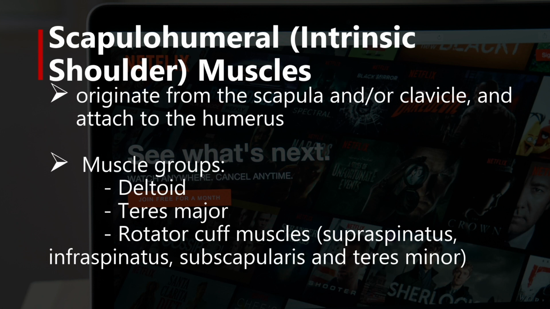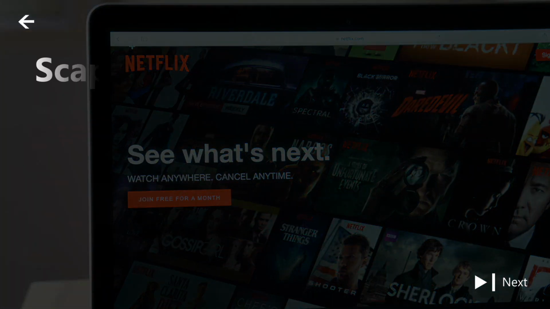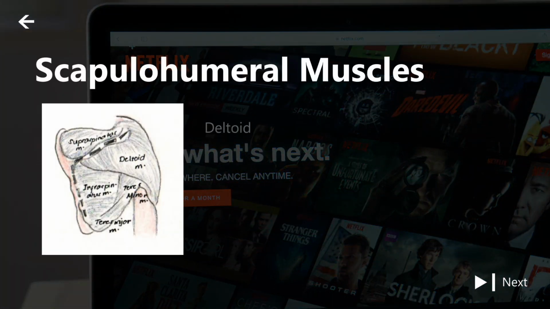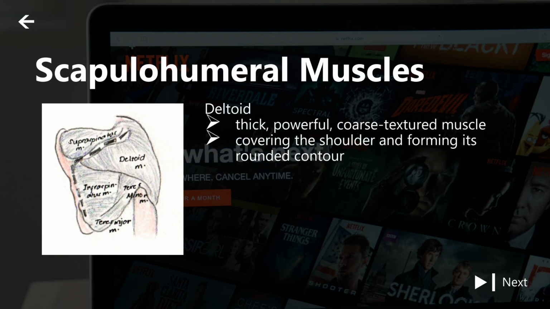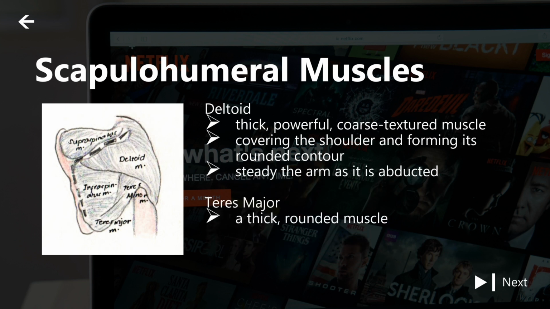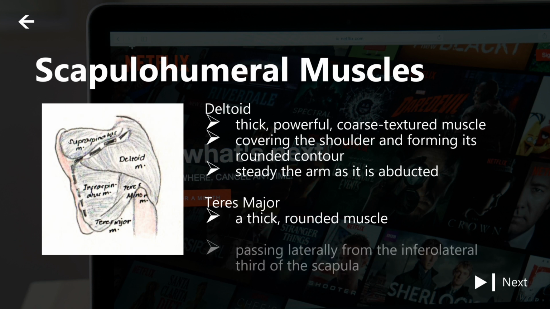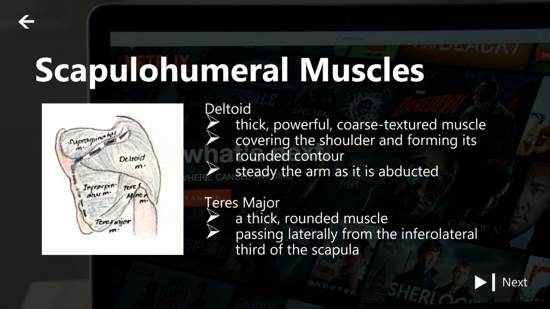The deltoid is a thick, powerful, coarse textured muscle covering the shoulder and forming its rounded contour. You can see that deltoid is right over here. It has the biggest space. As its name indicates, the deltoid is shaped like the inverted Greek letter delta. The anterior and posterior parts act like guy ropes to steady the arm as it is abducted.